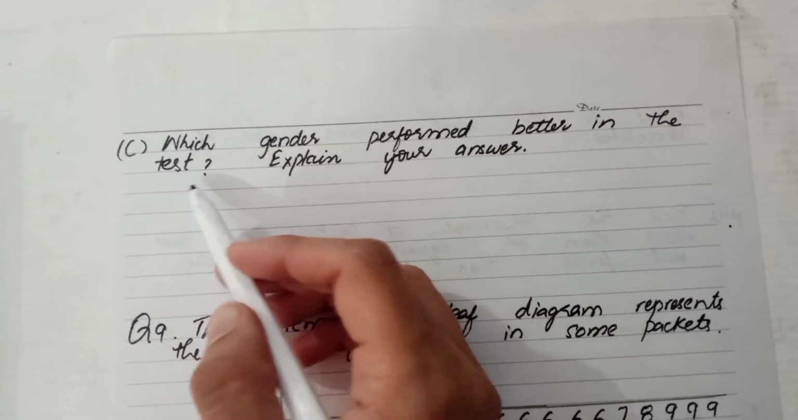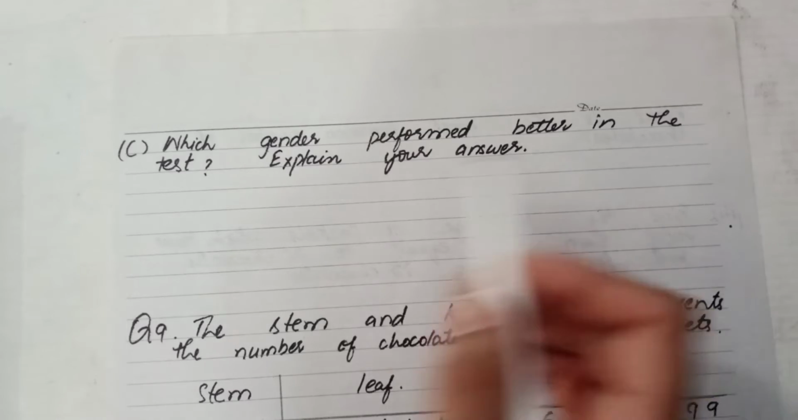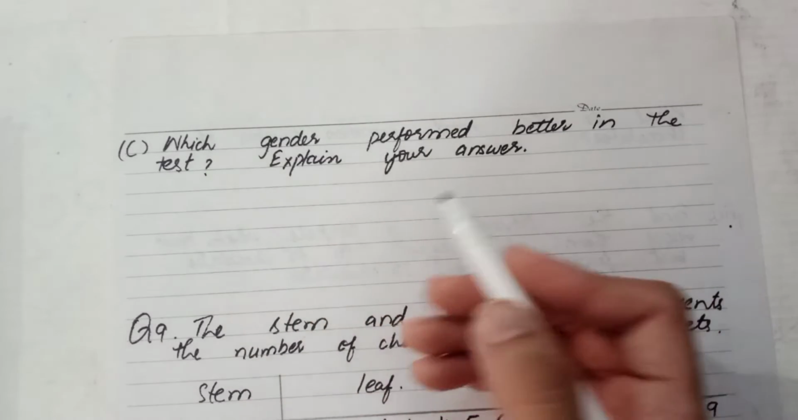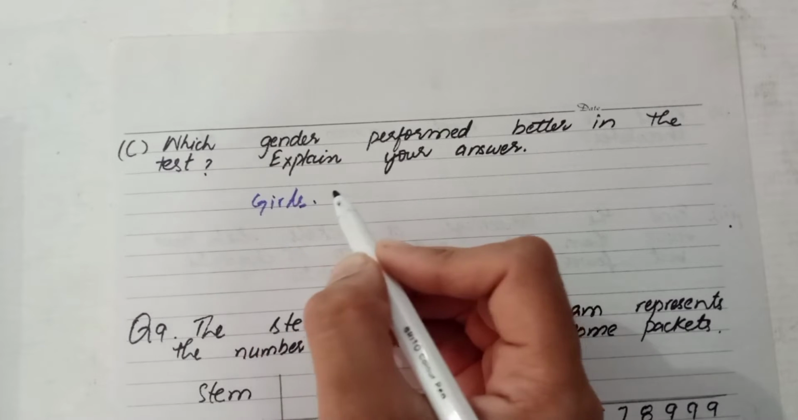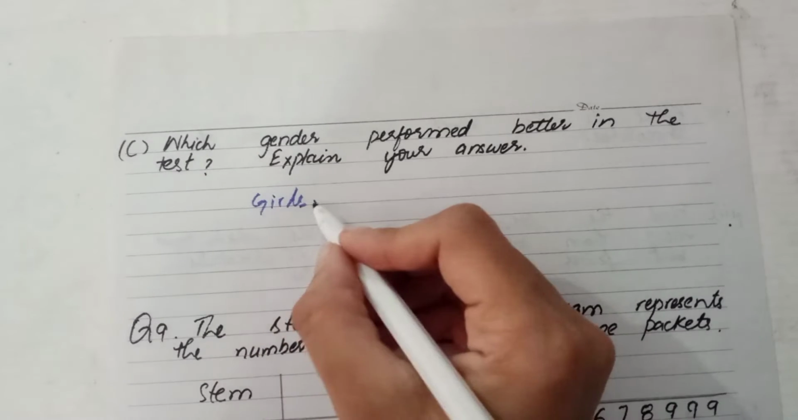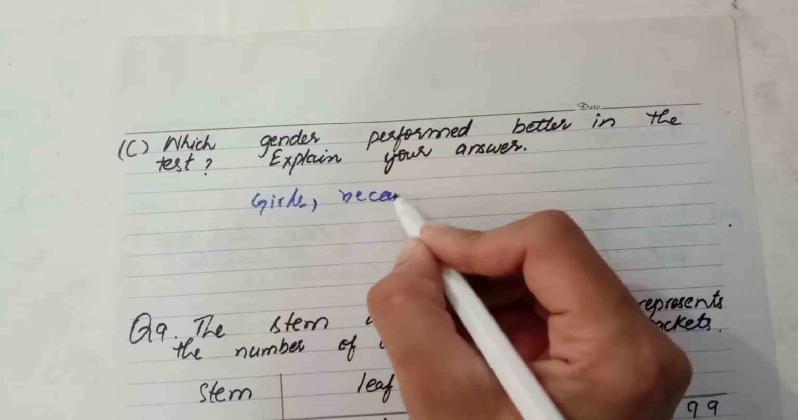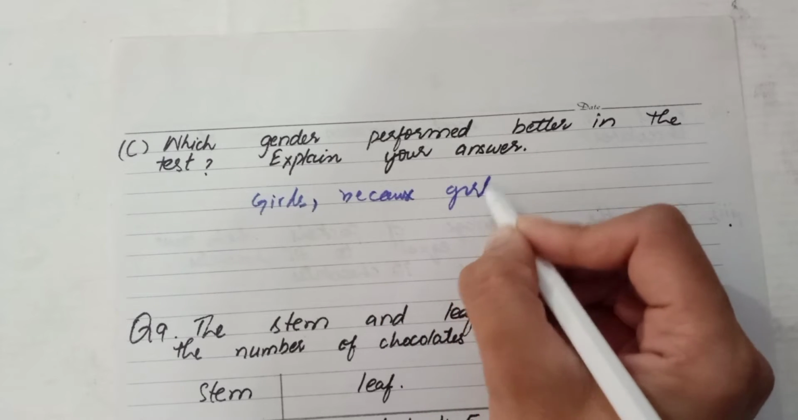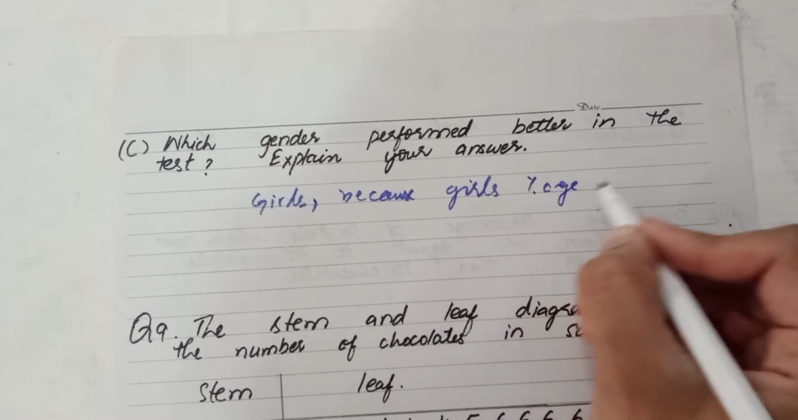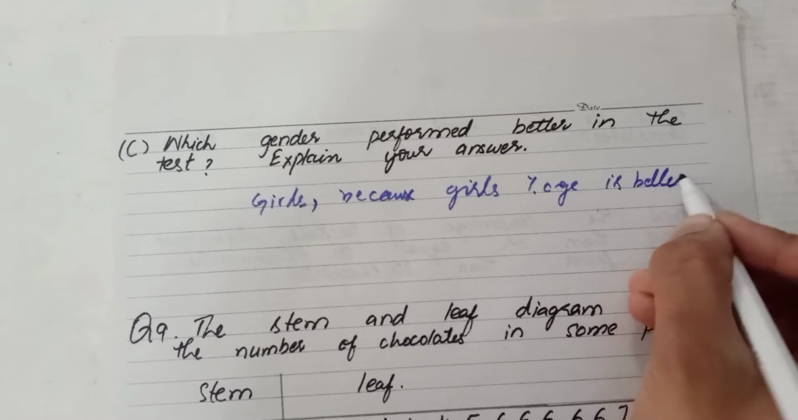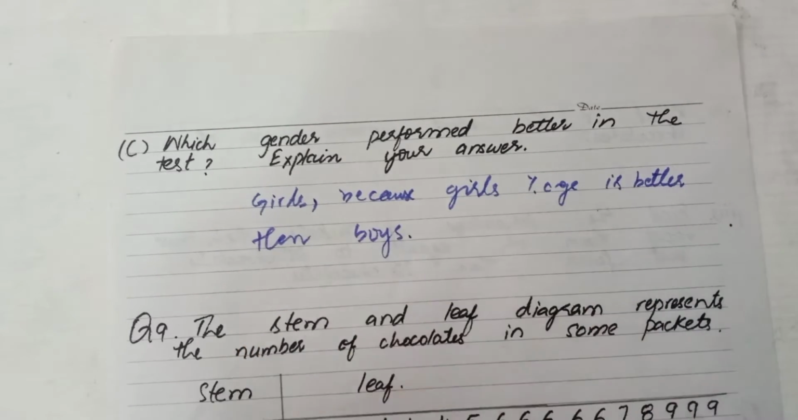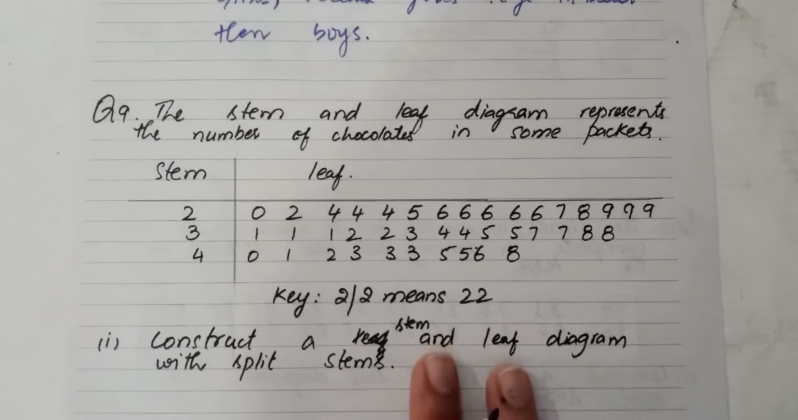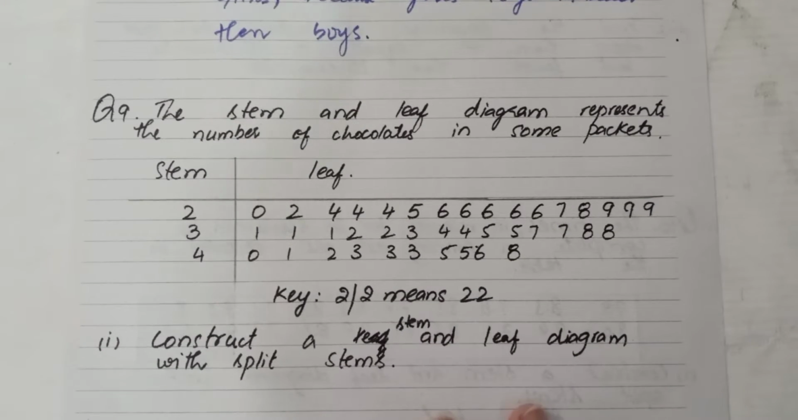Now students, part C, which gender performed better in the test? Explain your answer. We find that girls do better because the girls' percentage is better than the boys'. Very simple.